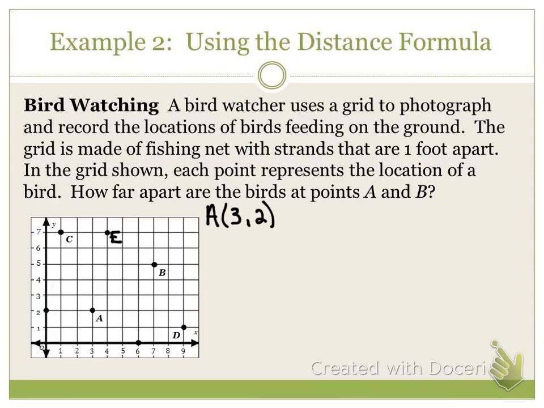All right, now I want you to try to find bird B. Find the ordered pair. Okay, so bird B, Kenneth, what's the ordered pair? 7, 5. 7, 5. Very good.